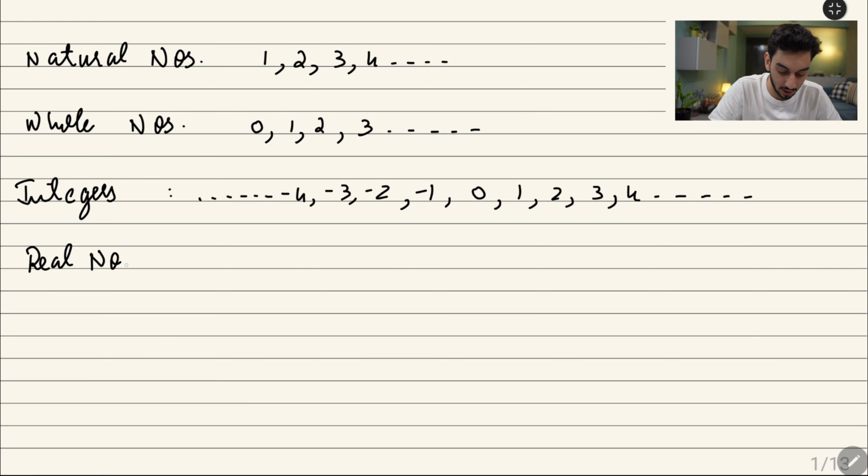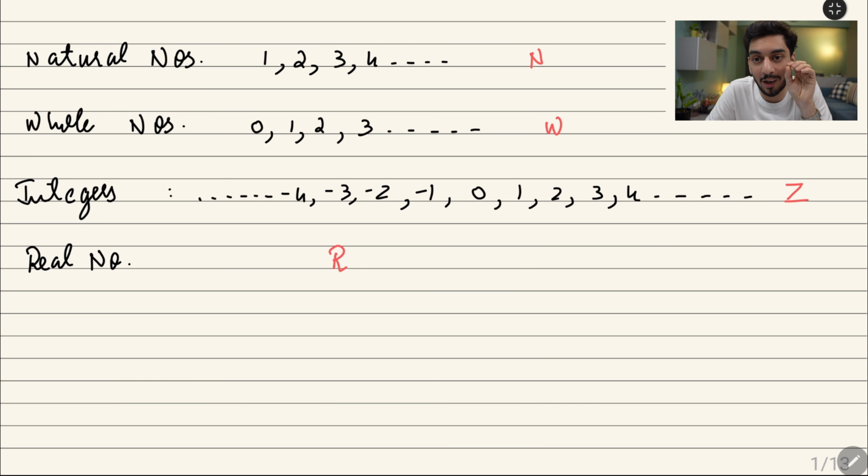You need to know what real numbers are. The thing is all these things that I've written here are not that important. The real important thing is the notation. Natural numbers are denoted by capital N, whole numbers are denoted by capital W. Integers are sadly not denoted by I, they are denoted by capital Z, and real numbers are denoted by R.